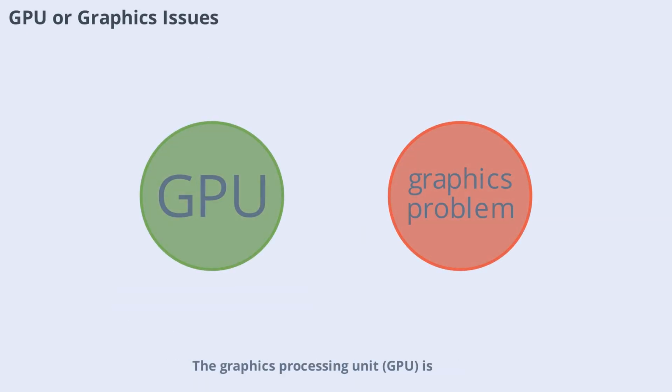The Graphics Processing Unit (GPU) is responsible for rendering images on your screen. If there's a problem with the GPU or its drivers, you might experience flickering, artifacts, or even complete display failure. This can be caused by overheating, outdated drivers, or hardware faults. If updating drivers doesn't help and the issue persists on all displays, the GPU may need professional attention.